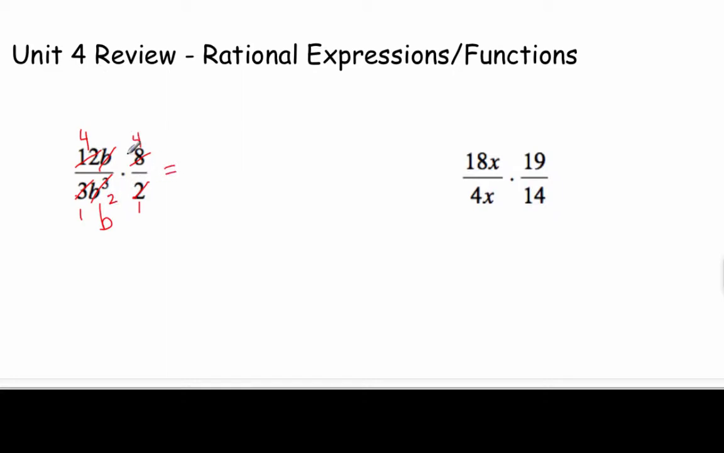Alright, so now I just go through and simplify. Let's multiply across the top. I'm going to get 16. And divide that by b squared. So 16 divided by b squared. That one's done.